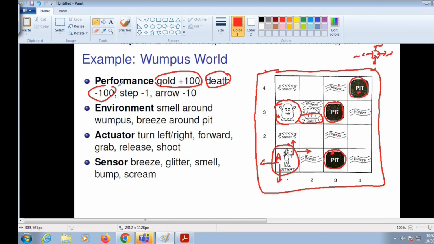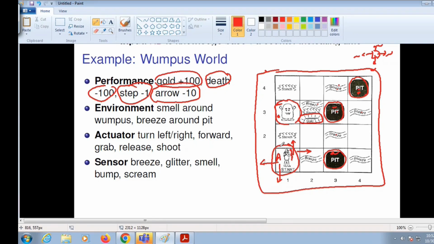So he gets minus 100. Similarly, we can also assume that when he goes inside the pit, he also dies. Whenever he takes a step, he has to spend 1 rupee, so a step takes minus 1. He also has an arrow, so he can shoot that arrow. If he shoots that arrow, he has to spend 10 rupees, 10 points.